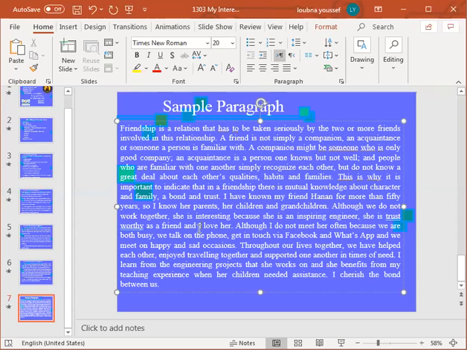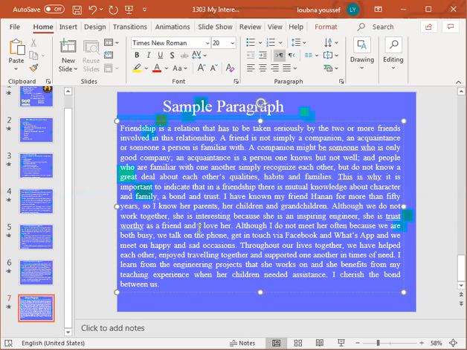Throughout our lives together, we have helped each other, enjoyed traveling together, and supported one another in times of need. So this is evidence that the friend is a good companion, all right? There is traveling and there is joy together, all right? And there is also support in time of need, all right? Meaning if she has a problem, I support her. If I have a problem, she supports me.